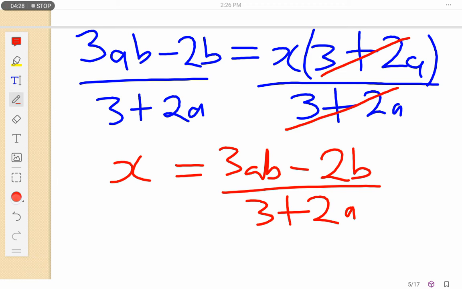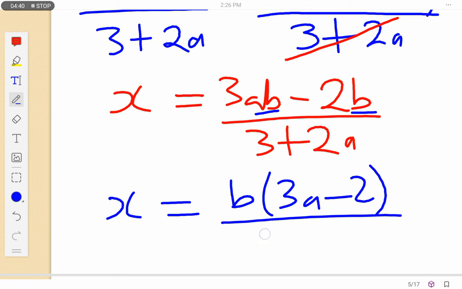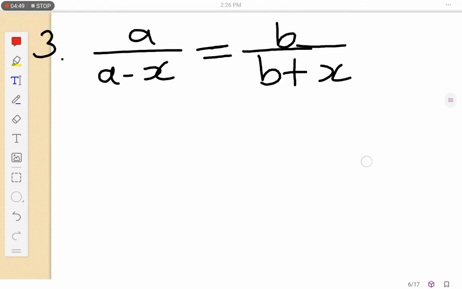Even if we're going to take out b, this b here, you can even do that if you want, and we get our x is equals to b bracket 3a minus 2 over 3 plus 2a. It's all correct. Okay, like that. So this is the final answer there. Let's look at the last question.